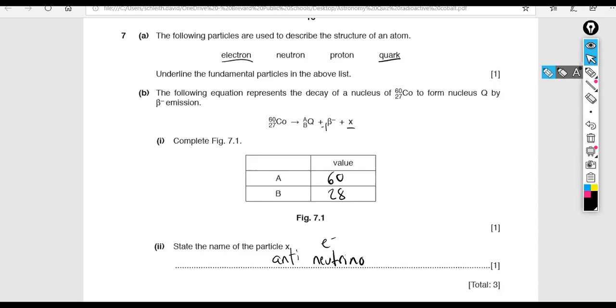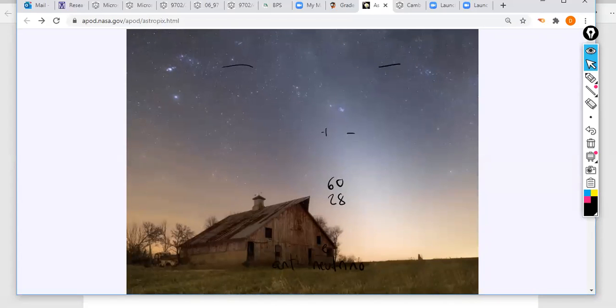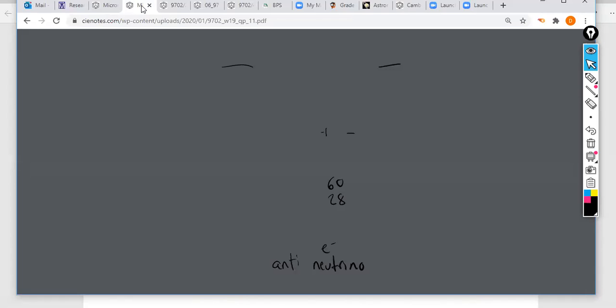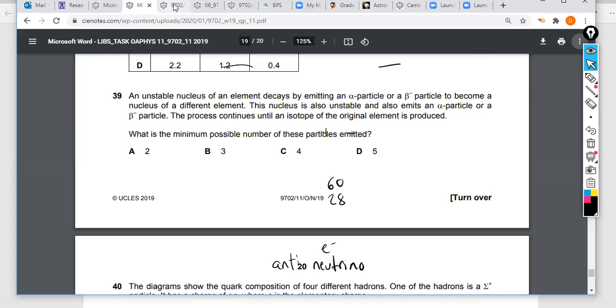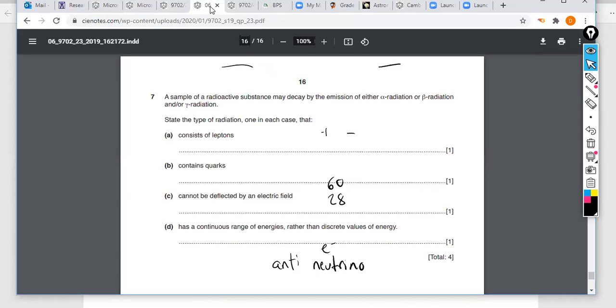All right, the next one that we're going to do is maybe this one. Nope. This one? Nope. Nope. This one.